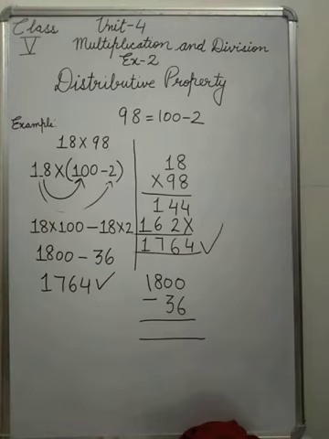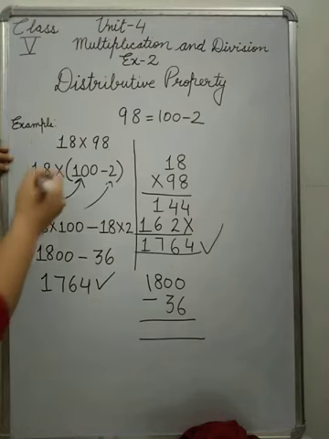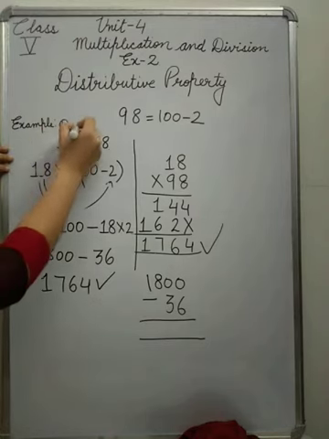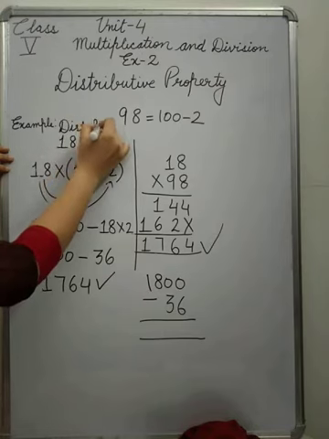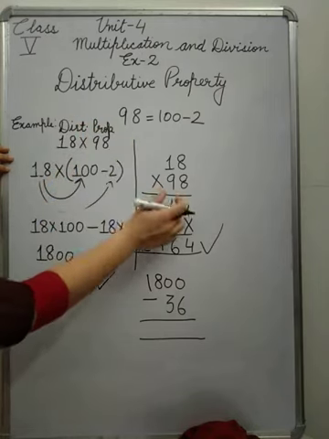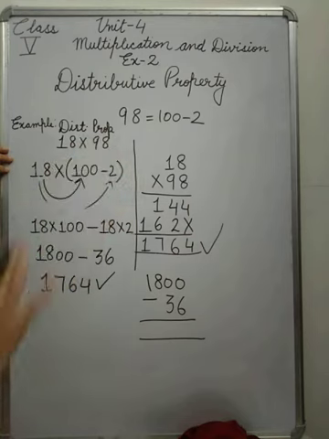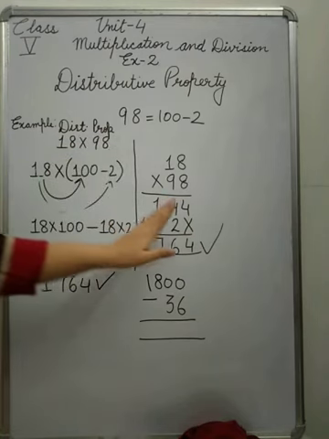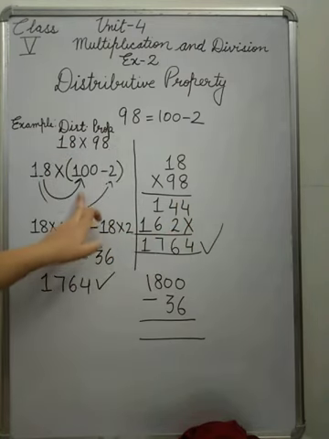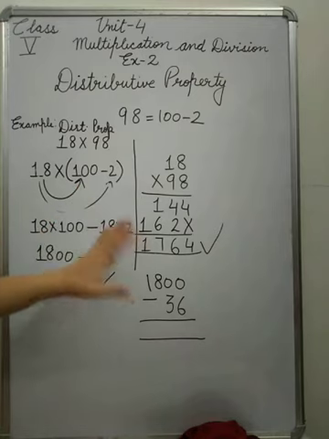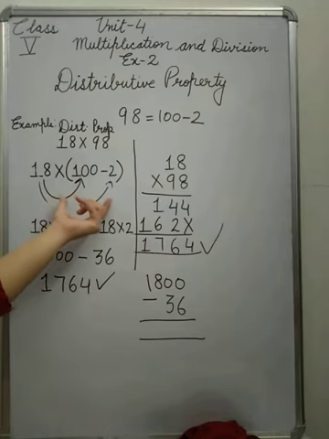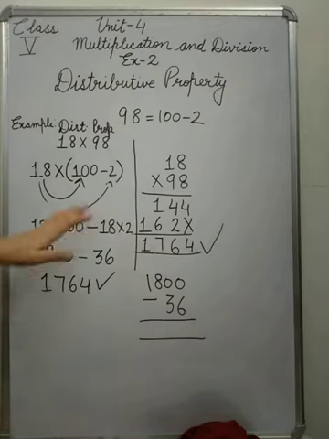There will be no difference in the answer. So this is by distributive property. See, here we apply distributive property. Okay, and this is the simple method of multiplication. So is that easy or this one much easier? I think this is the easy method. Here you have done very less calculation.